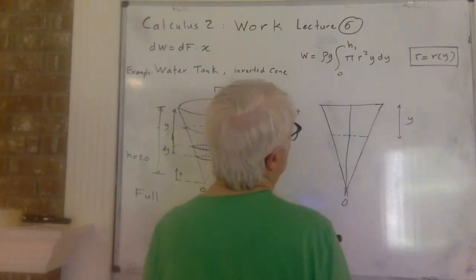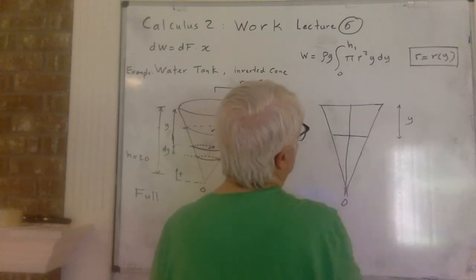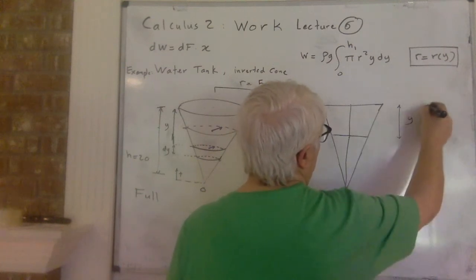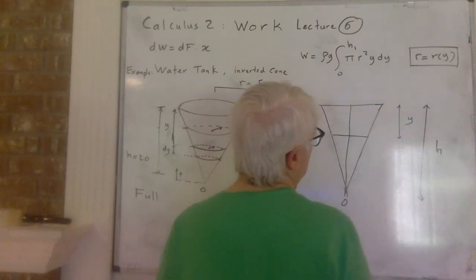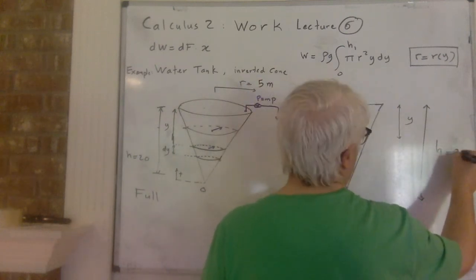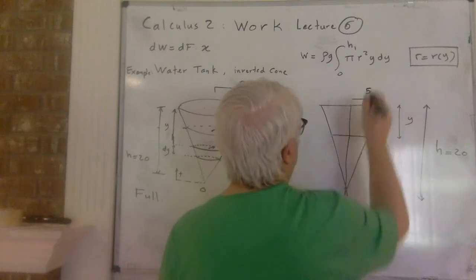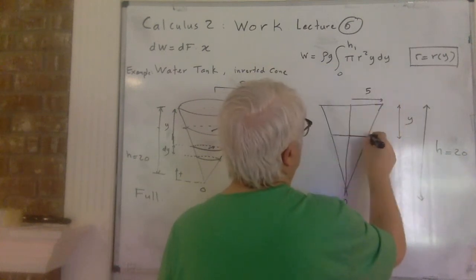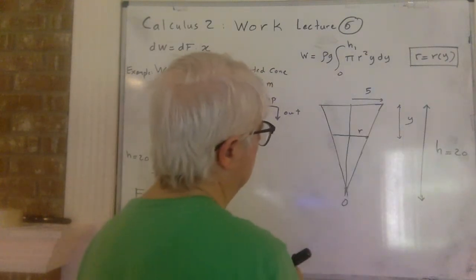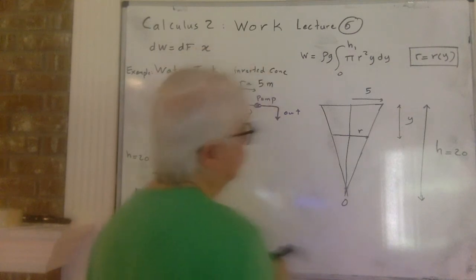Right. So this is y and this is h. h is 20, say, and this is in fact 5. And this is r. I should find r in terms of y.